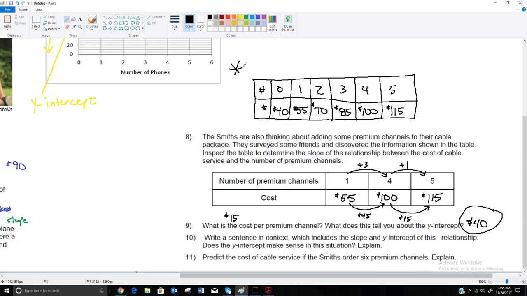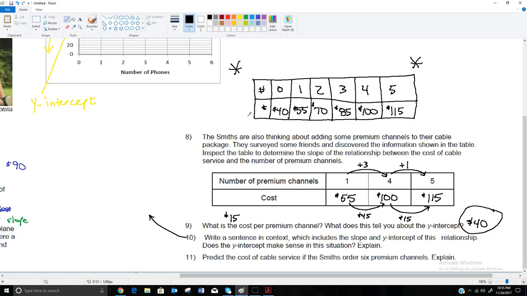Again, I would highly recommend this method of filling in your table all the way from zero up. Fill in what you know and then use the slope that you calculate to figure out what the missing pieces are. So write a sentence in context which includes the slope and the y-intercept of this relationship. Does it make sense? So we're going to write a sentence and write an equation.